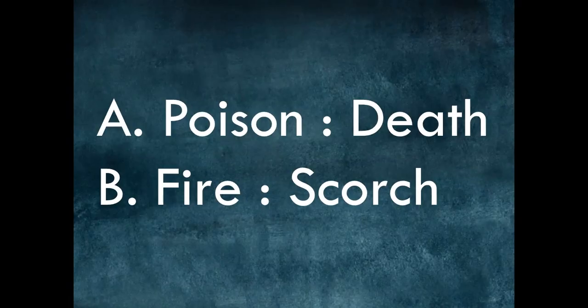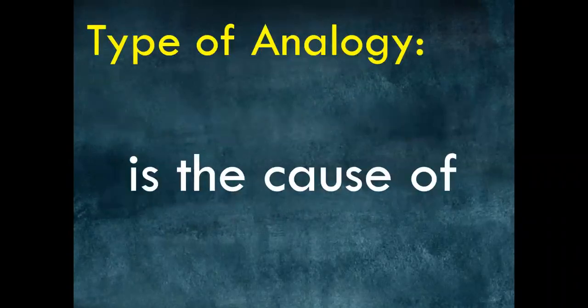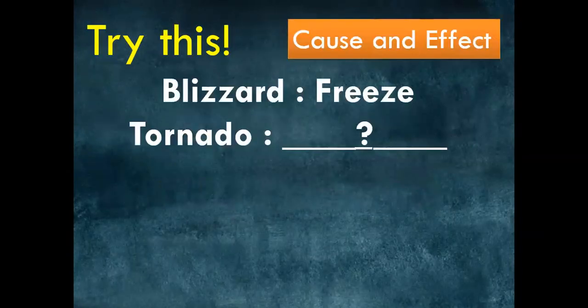What type of analogy do these words present? Yes, you are correct. Cause and effect. Poison is the cause of death. If you get fire, the effect would be scorch. Now, the first type of analogy is what we call cause and effect, or it could be effect followed by cause.